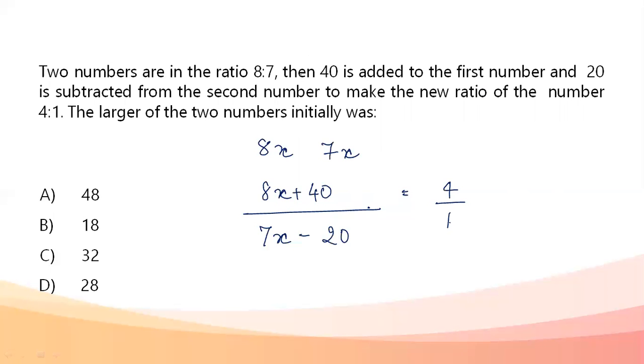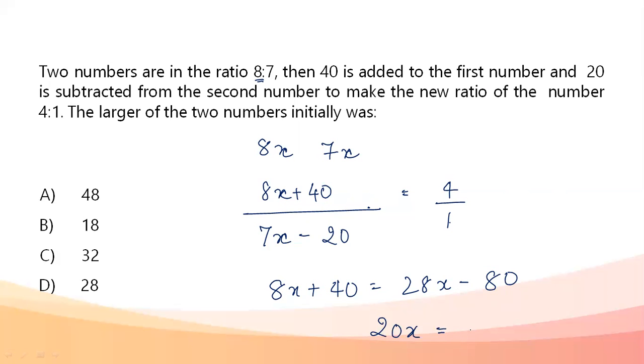Don't go for x and y, because if you're taking 2, 3 variables, questions become complicated. We need to have more and more equations then. So if we can take the numbers as 8x and 7x, add 40 to the first number and subtract 20 from the second, and form just one equation, things will become simpler for us. Okay, now let's solve this equation, get the value of x, put it into 8x and 7x, and get the numbers. So 8x plus 40 equals 28x minus 80.